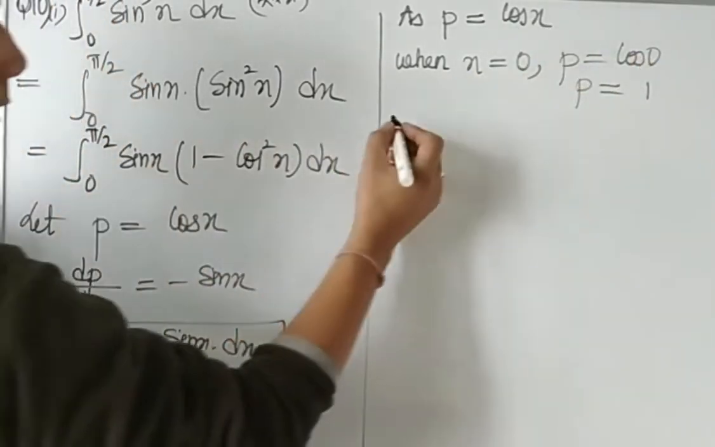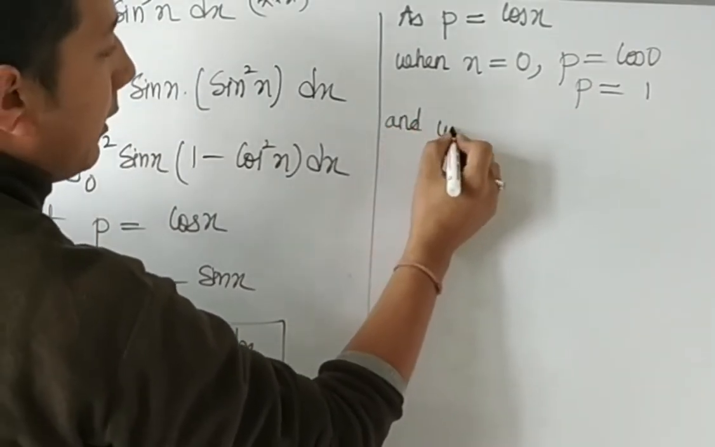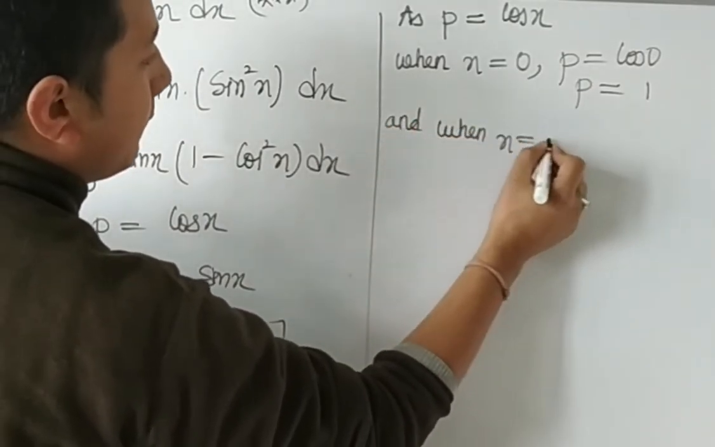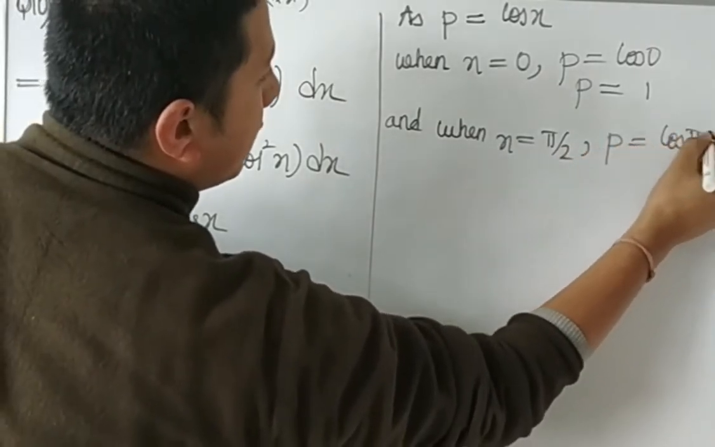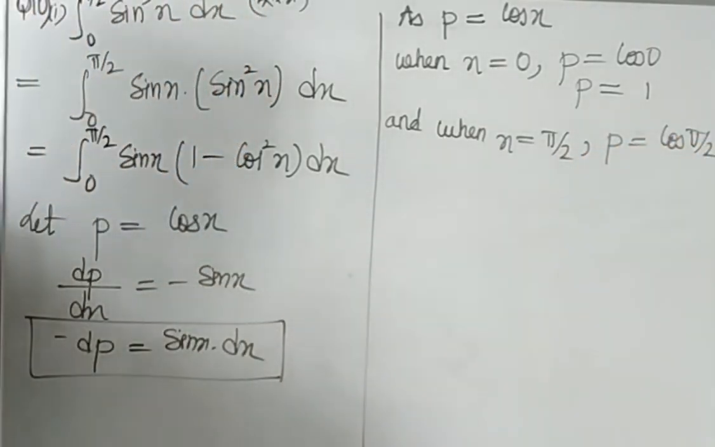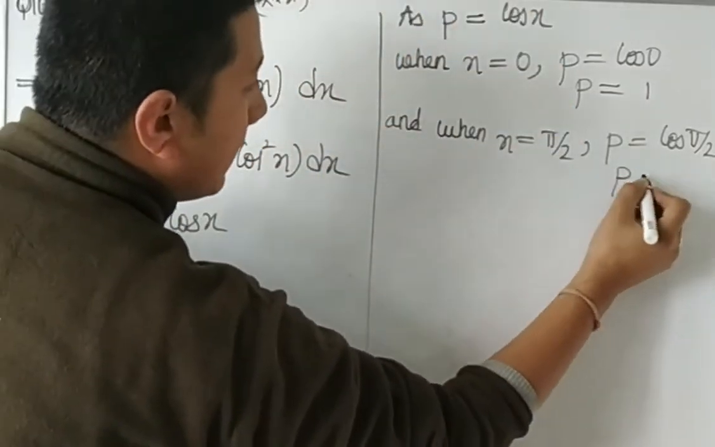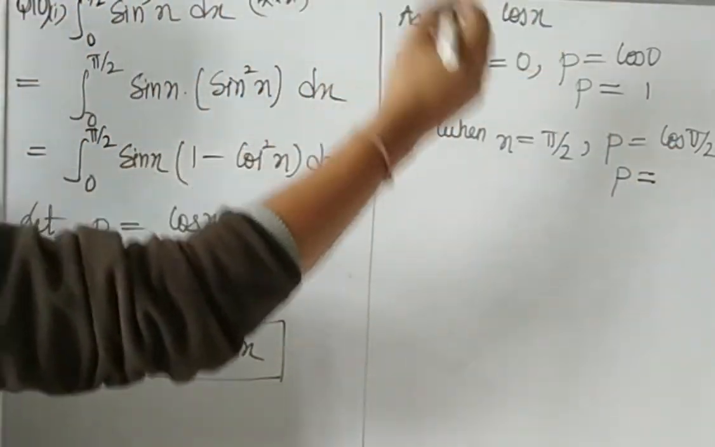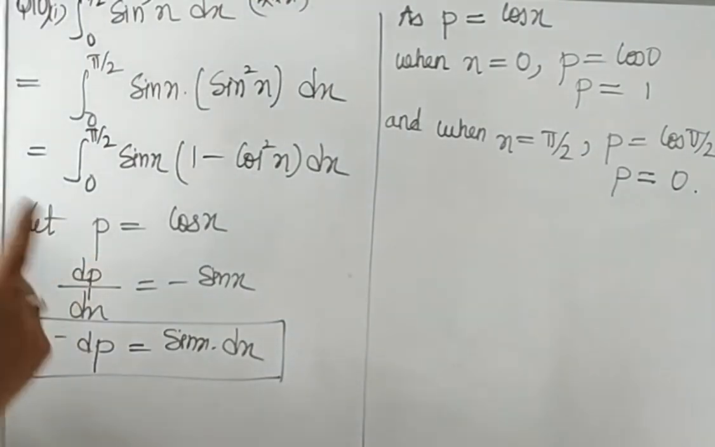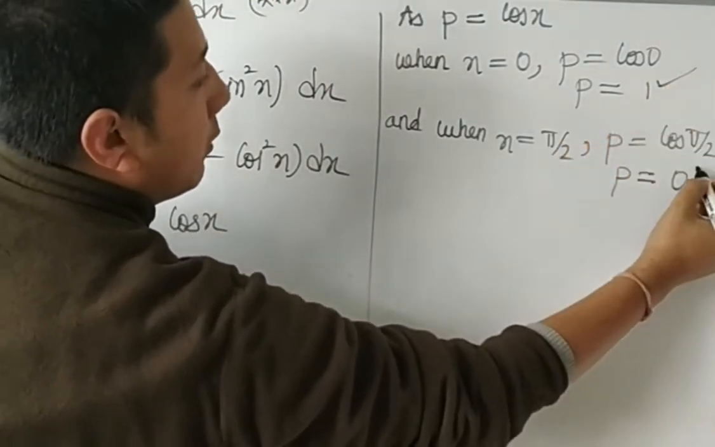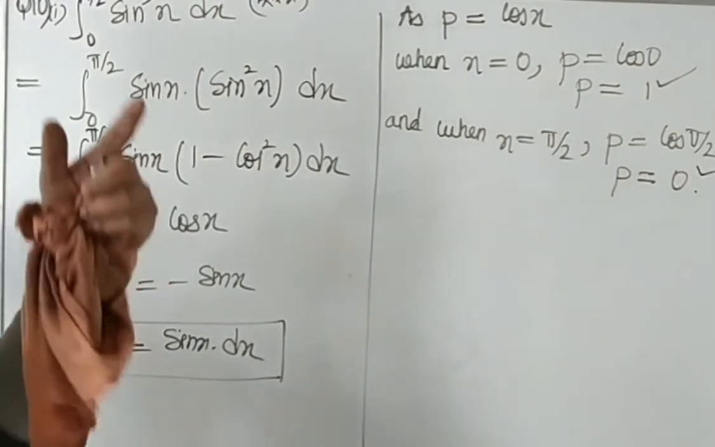Okay, and when x equals pi by 2, p equals cos pi by 2. Now cos pi by 2 means cos 90. What is cos 90? Cos 90 is 0. So hence the limits have been changed. Now the new lower limit is 1 and the new upper limit is 0, because we have changed the integral from x to p.